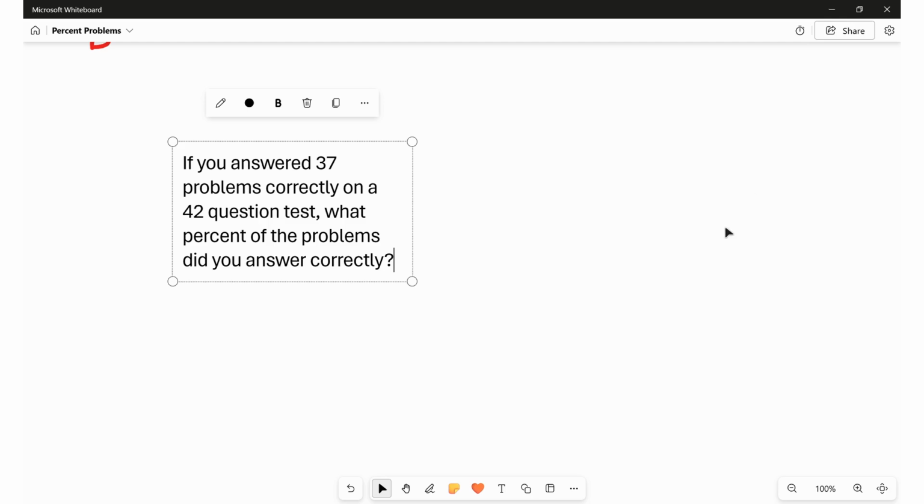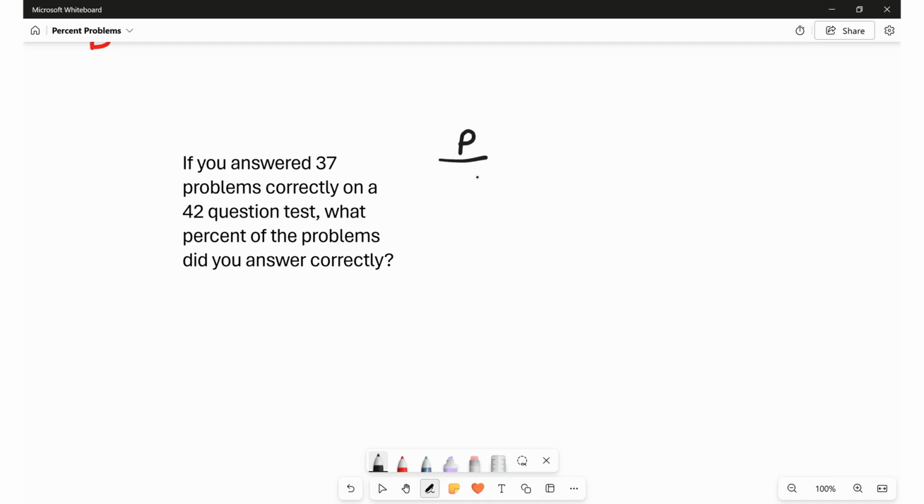Well, let's think about this because, again, I want to emphasize that we still have the same principle here. We still have part over whole or base is equal to the percent number over 100. Okay. So we are asking what percent. That's what we're looking for. So we're seeking out this piece right here. Okay. This is what we're looking for. We are given the part and the whole.